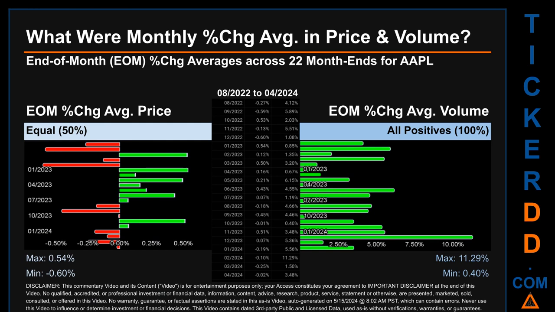From 08/2022 to 04/2024, there was an equal split of monthly percentage change in price across 22 month ends. In terms of volume, 22 out of 22 month ends had a positive percentage change. That is 100% of month ends saw a positive percentage change in average volume. Price saw an end-of-month max of 0.54% in average percentage change along with a minimum of -0.60%. For volume, the maximum and the minimum monthly percentage change were respectively 11.29% and 0.40%.